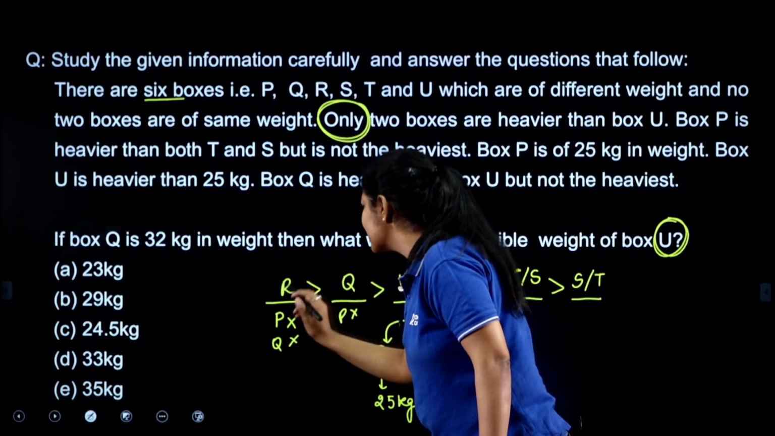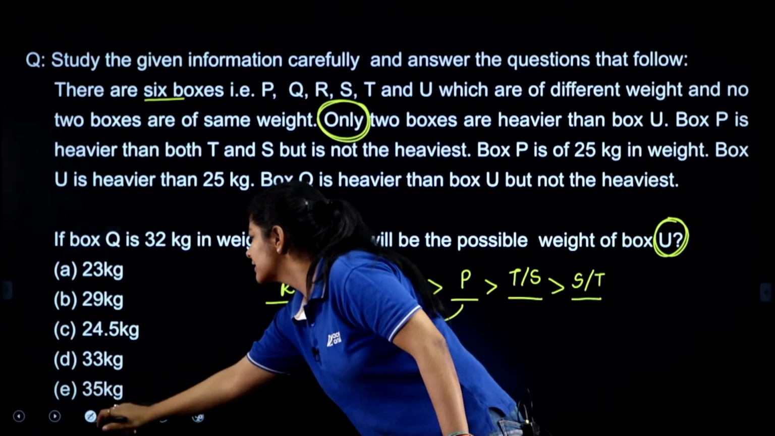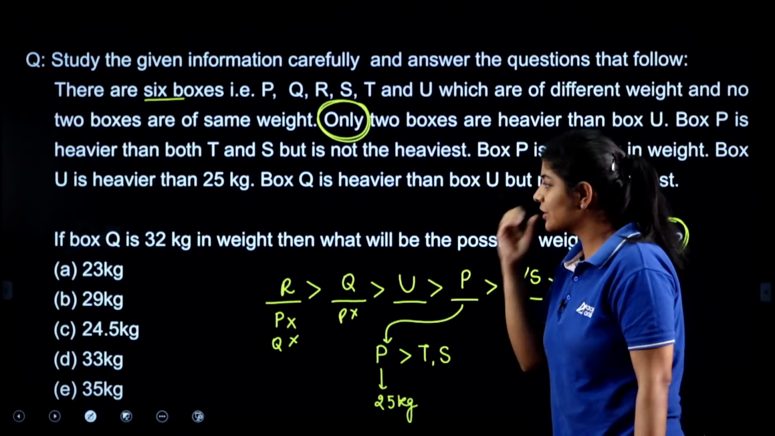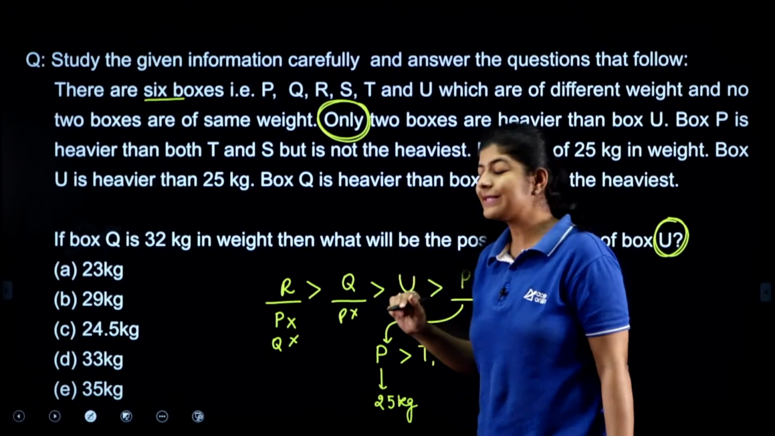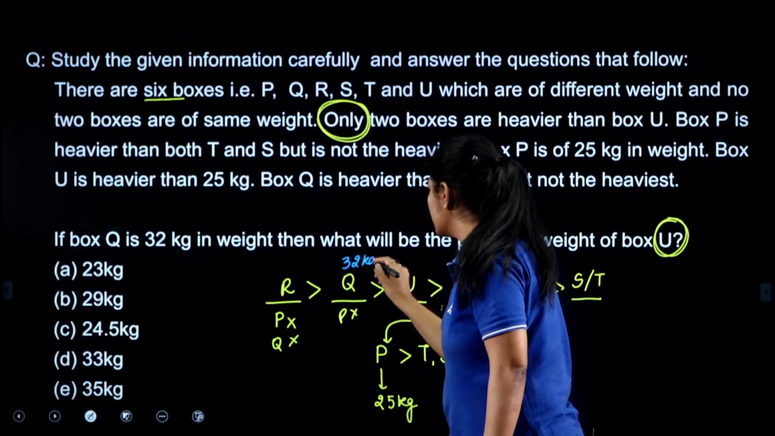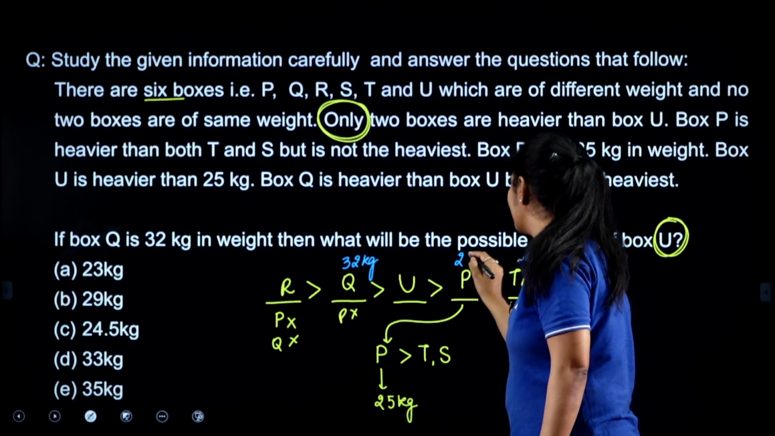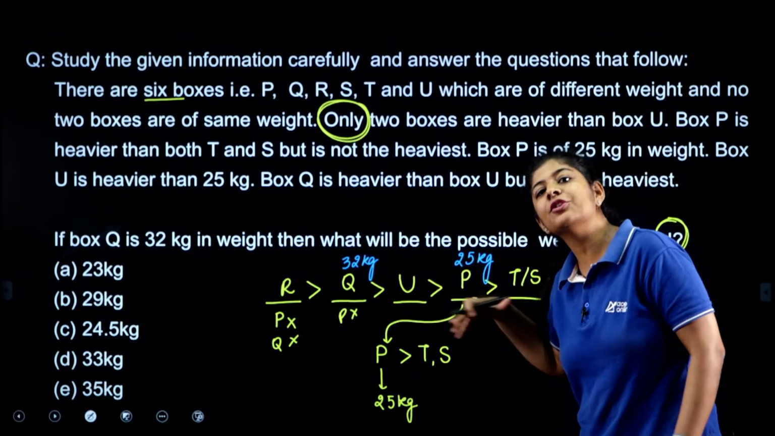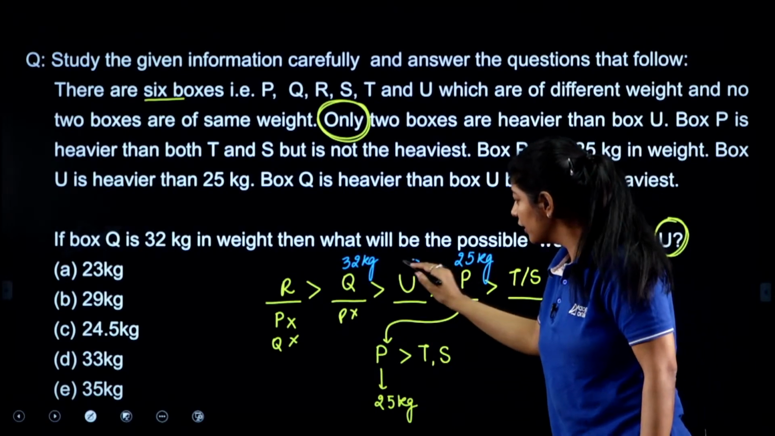So this is my arrangement. Now, according to this arrangement, the question is asking: if Q is 32 kg and P is 25 kg, with the help of this data we need to find out the possible weight for U.